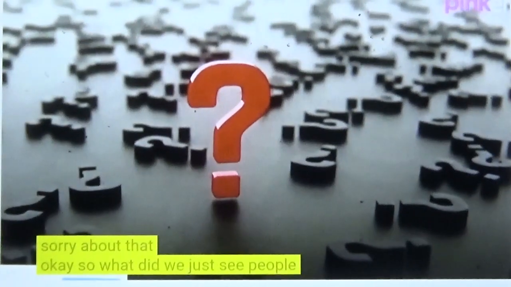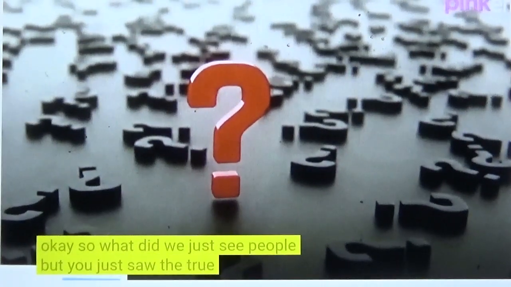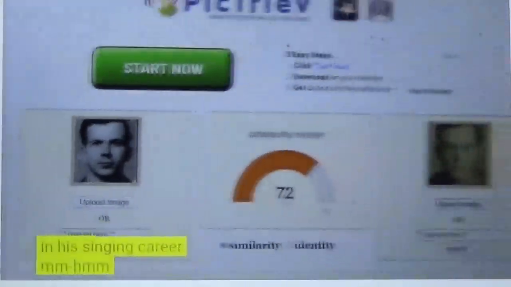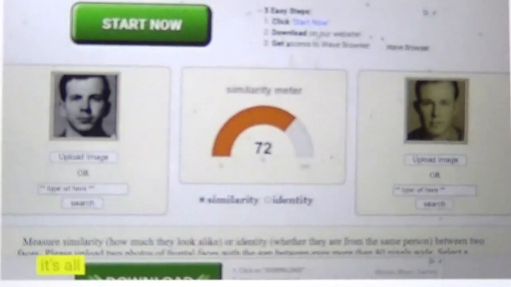Sorry about that. Okay, so what did we just see, people? Well, you just saw the true Lee Harvey Oswald in his singing career. It's all a big hoax.